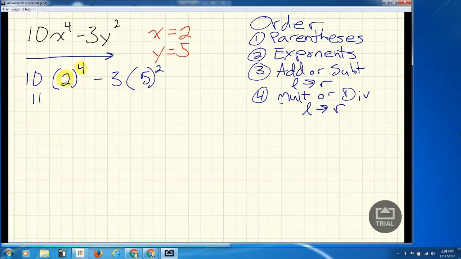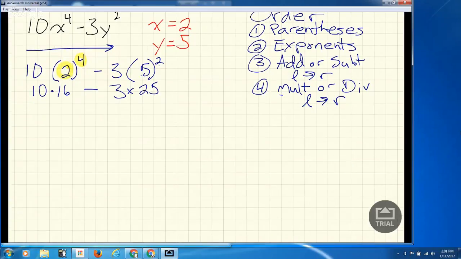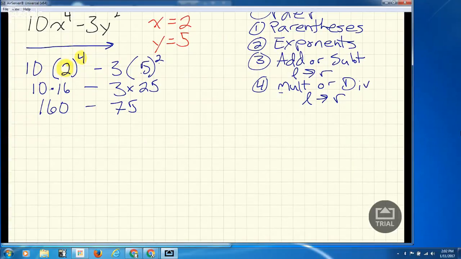So I think I have 10 times 16 minus, and then over here, I have to do 5 squared, which is 25. So I'm going to have 3 times 25. Before I can subtract, I have to do these multiplications. So 10 times 16 is 160. 3 times 25 is 75. And so then subtract those.